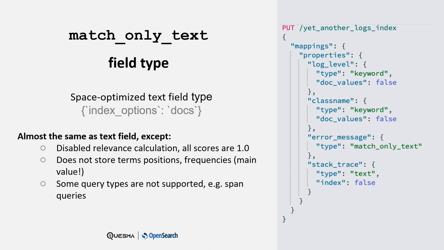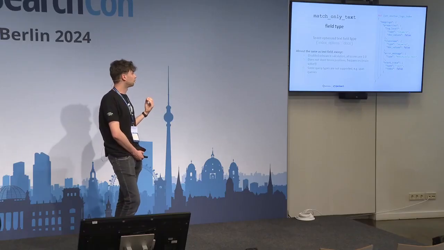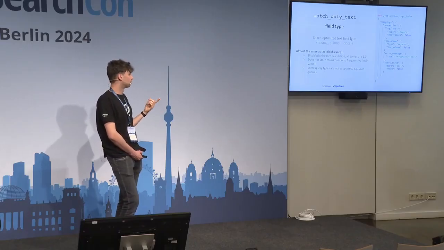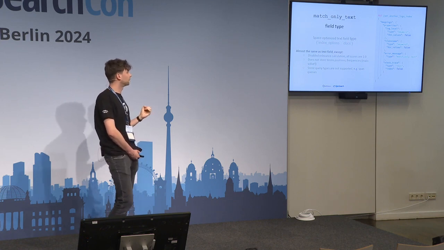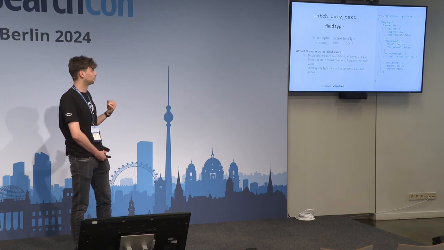So it's almost the same as a text field, but with a few limitations. So let's see what we actually gain and what we lose when using that. All the relevance calculations cannot take place because we do not have any frequency counts, so we cannot really compute the relevance according to the algorithm that is used. We also do not store any term positions or frequencies here, which is, in this case, the main selling point of that field type, because we save space on the index size.